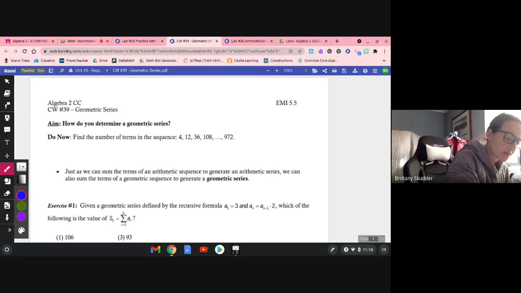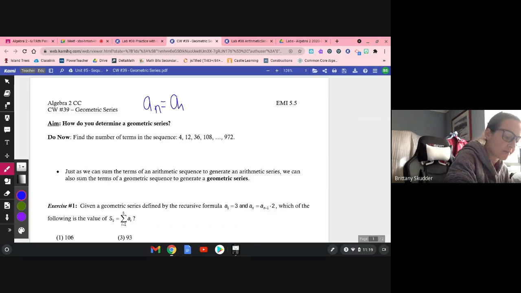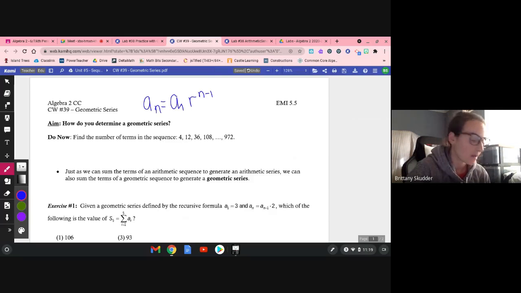So the geometric sequence formula is A_n equals A_1 times r to the n minus 1. All right. So remember, A_1 is your first term. These geometric sequences go up by a common ratio, so something that we're going to be multiplying by. n is going to be your term number, and A_n is going to be your term value, just like it was before. Okay.